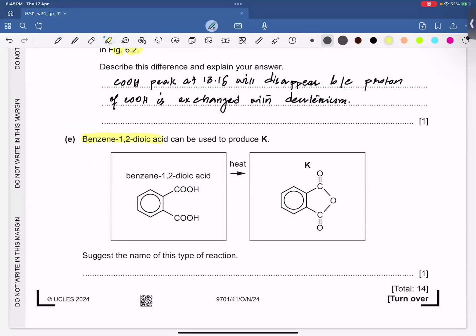Benzene-1,2-dioic acid can be used to produce K. So obviously from here OH and from here H together will make water, and obviously you will get this, and this is going to be the ester, by the way, right? So removal of water is basically elimination, and removal of water is also called condensation. So you can write condensation also.